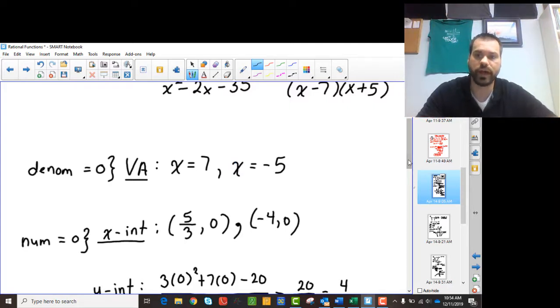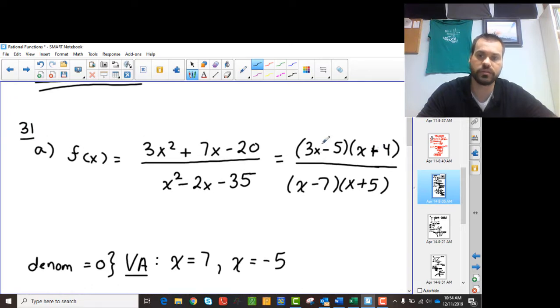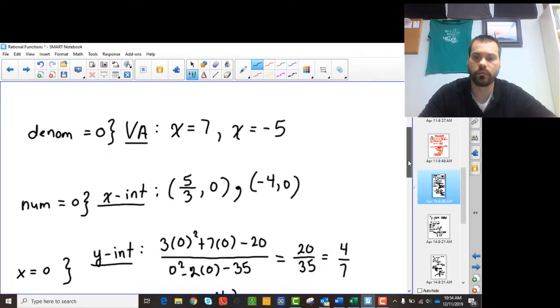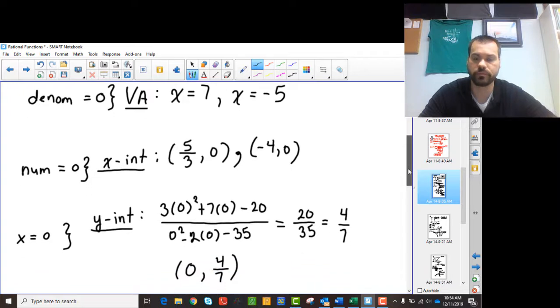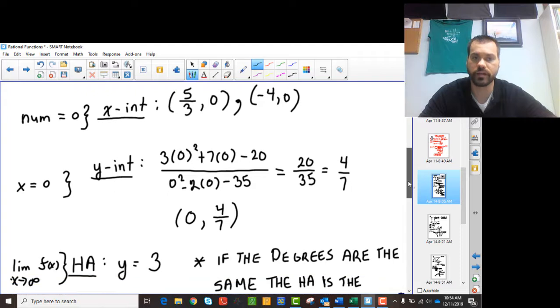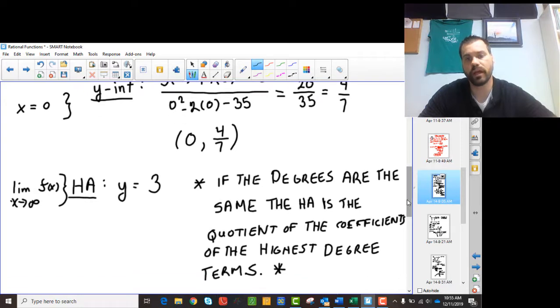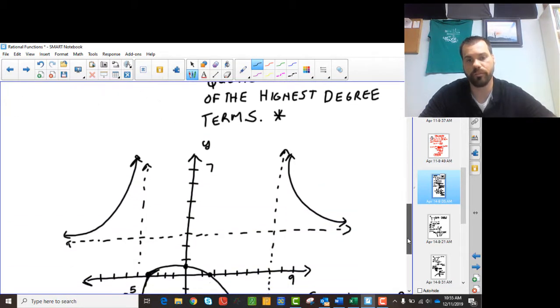Then we look at the x-intercepts. The x-intercepts happen when these are 0. So those are -4 and 5/3. That's where I'm getting those from. And the y-intercept you can actually get from here. It's 20 divided by 35, and it comes to 4/7. So we have two vertical asymptotes, we have a y-intercept, we have two x-intercepts, and we have a horizontal asymptote. And what we do is we take all that information and draw the graph based on that information.